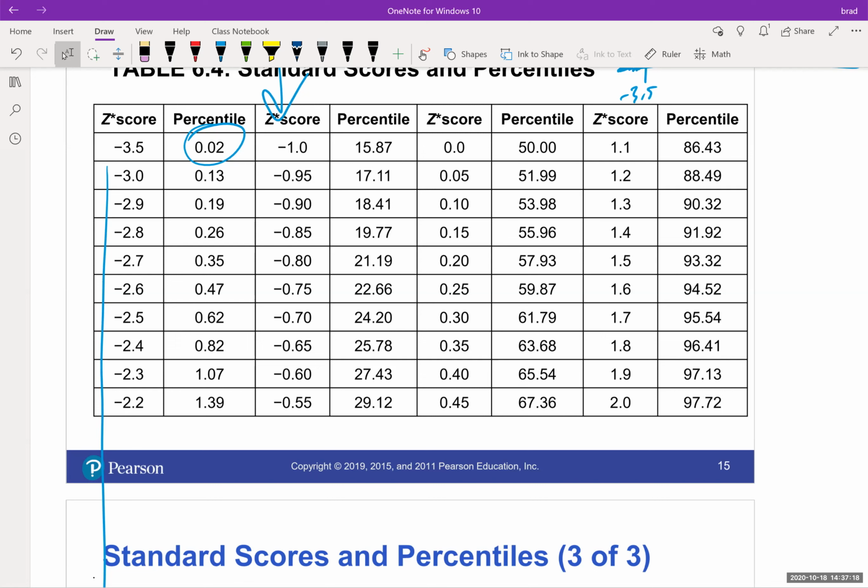Okay, so you have to decide, is it closer to this one or to this one, right? Where was 0.29 going to be? 0.29 looks like it's closer to 0.3, okay? So I'm going to round off to 0.30, all right? And then I'm going to look at the percentile, which is right here, okay? So that's 61.79.